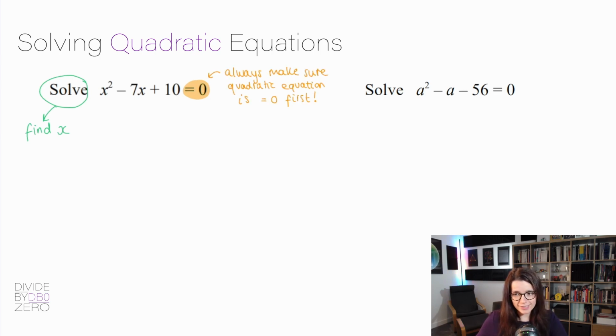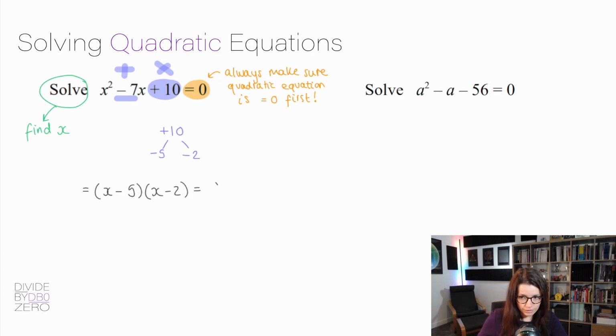Now we can factorise. So for this one, we need two numbers that multiply to give plus 10, but also add to give negative 7. So that's going to be negative 5 times negative 2, which also adds to give negative 7. We put those numbers inside our brackets with x as well, and make it equal to 0 this time.